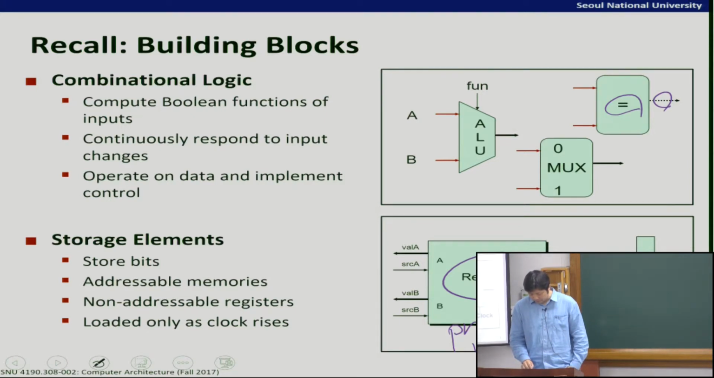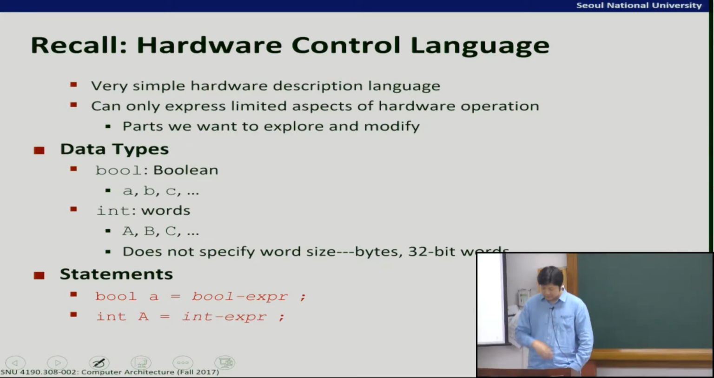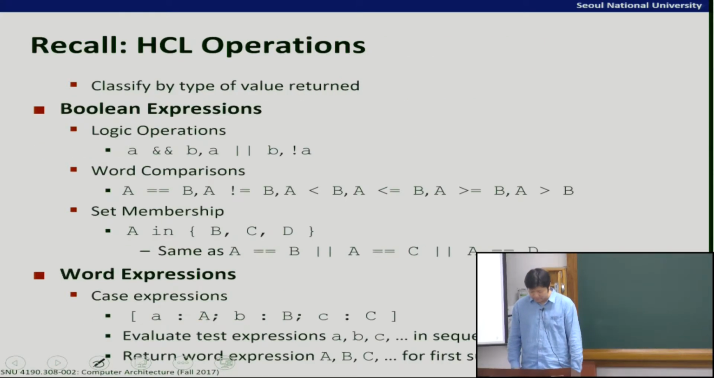There's an addressable register file, which takes an address to access a specific word, and there are also unaddressable registers, which don't have any address. It's just a register. As you remember, this value is updated only when the clock rises, when the clock makes a transition from 0 to 1. Also, hardware control language has data types, Boolean and int, and statements. We went over all these things 5 minutes ago, so I'm going to skip it.